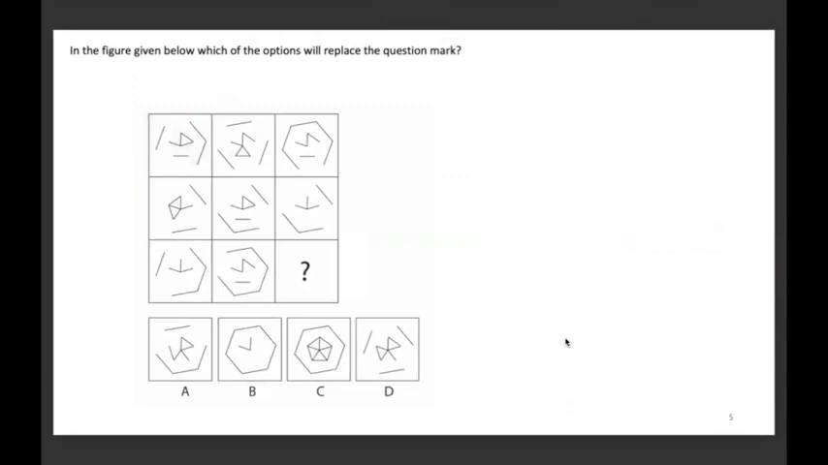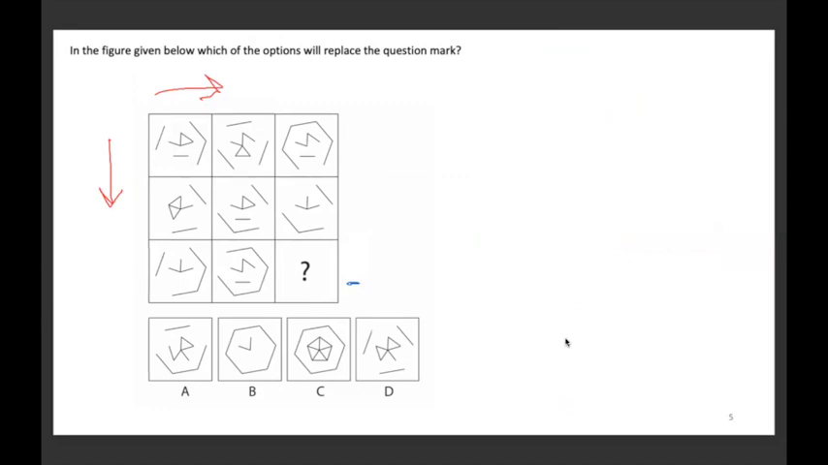In this figure, which of the options will replace the question mark that is given here? Now, in these kinds of questions, because it's a matrix, it will follow either the row rules or the column rules. What is the rule row-wise or what is the rule column-wise? Now, in this question, the rule is getting followed both row-wise as well as column-wise. I'll tell you how.